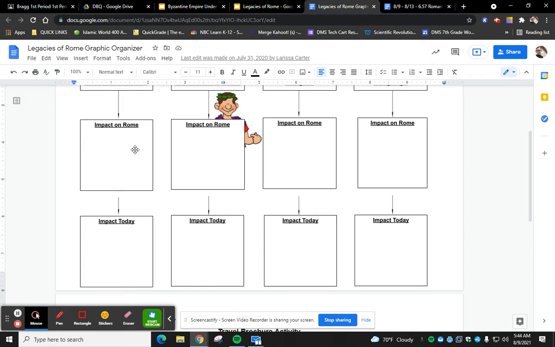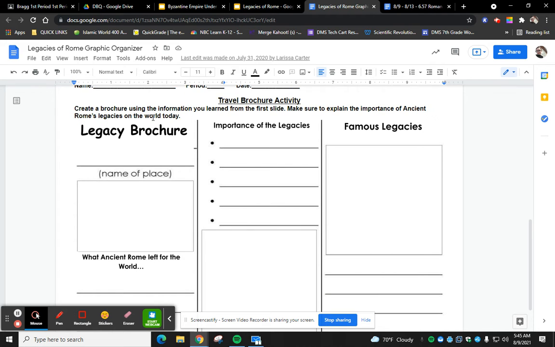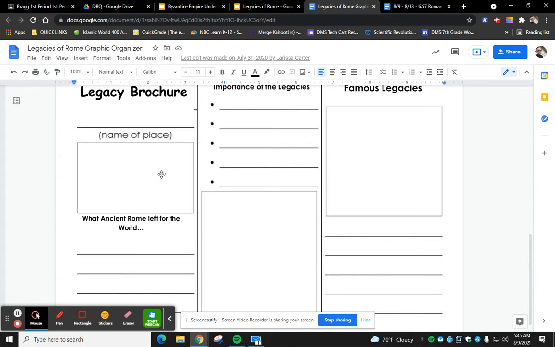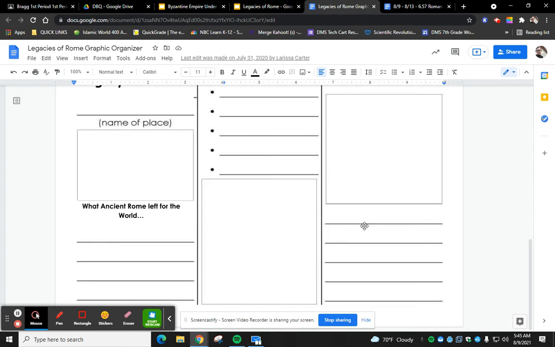When we are finished with all of the notes, then you are going to do the travel brochure activity. You're going to create a brochure using the info you learned from the front, and you're going to explain the importance of ancient Rome's legacies on the world today. You'll write Rome here, you'll list some of the things they left for the world, what the importance of those were, and you're going to explain how it impacted the United States. These 3 boxes are for you to draw pictures of those actual legacies or advancements that they did, or achievements, I guess. There's many words you could use there.